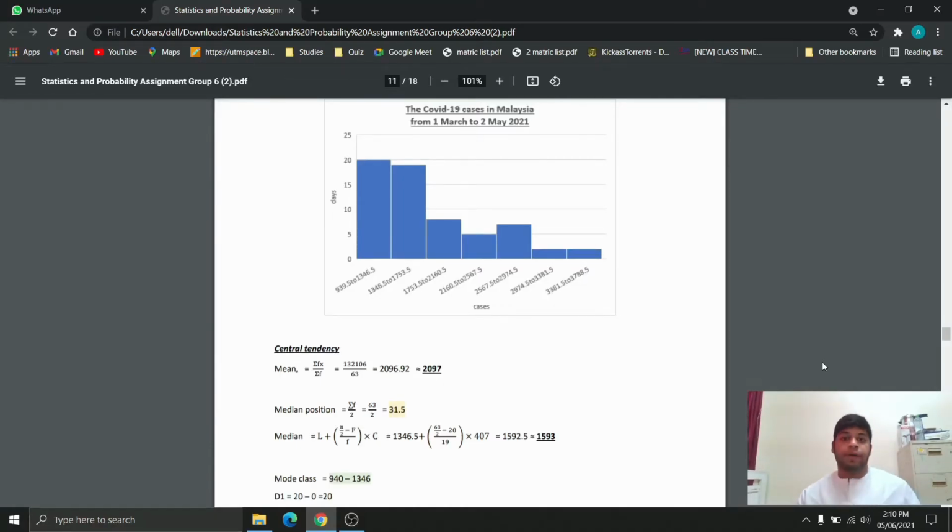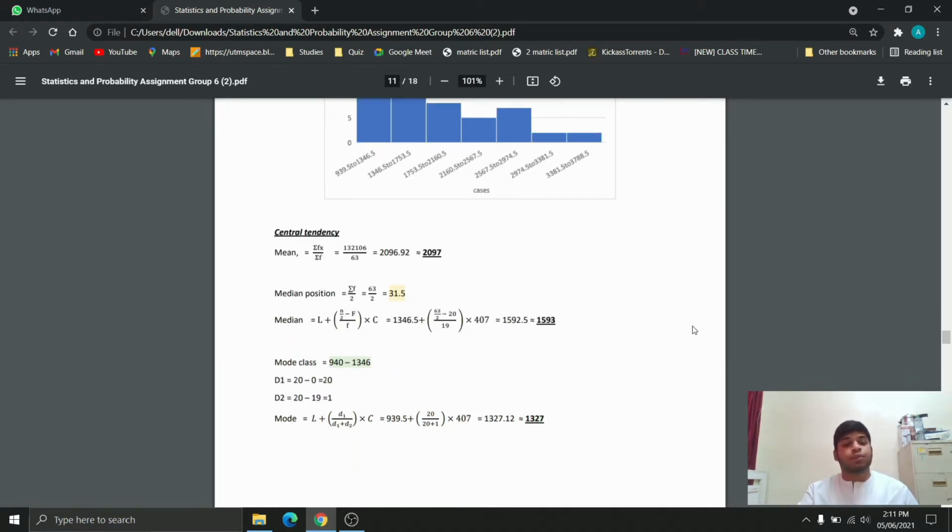Bismillahirrahmanirrahim. Assalamualaikum, madam. My name is Amir Said Noor and I'm a member of Group 6. And today I'm going to discuss the calculation part of the COVID-19 cases of the country Malaysia. As my previous member has already explained the table, I'm going to explain the calculation part of it.